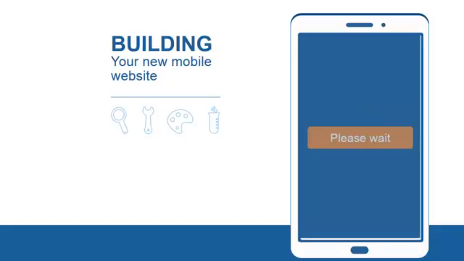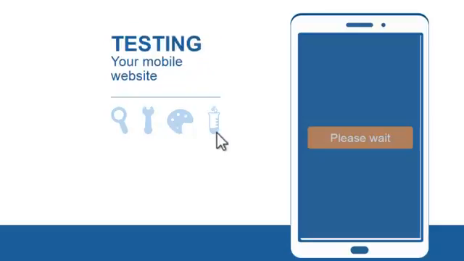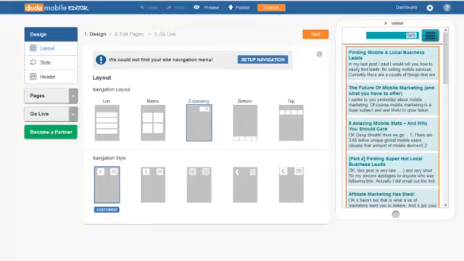Now this doesn't change anything on your existing site. Your existing site stays exactly where it is, but as you can see, it starts setting it up, building HTML, extracting navigation, color and content, and then finally testing your mobile website, and very quickly it actually comes up with a mobile website for you. And here we are now in the editor.